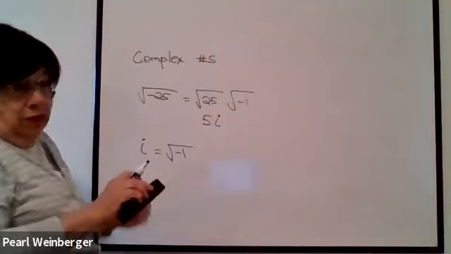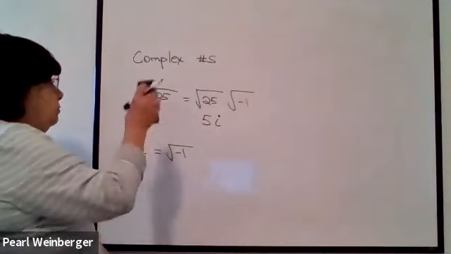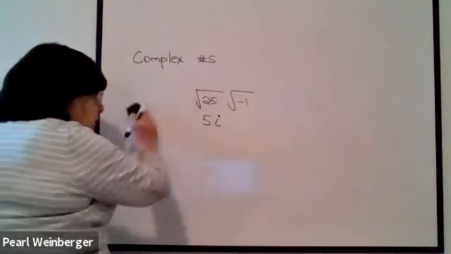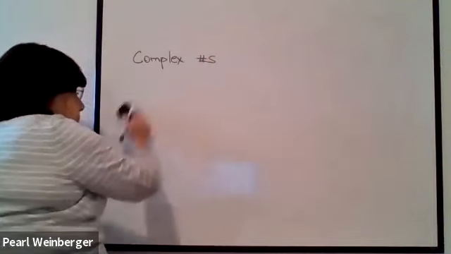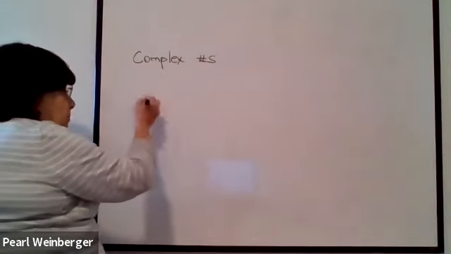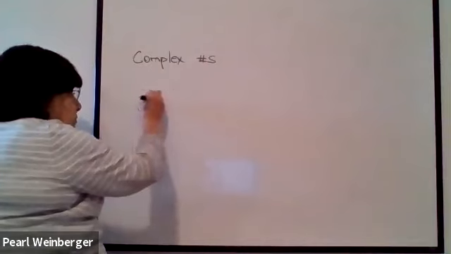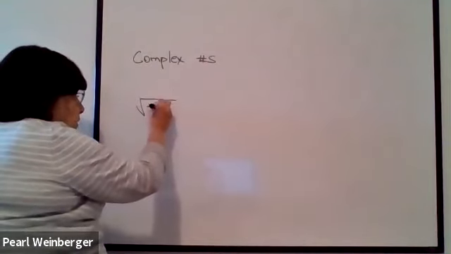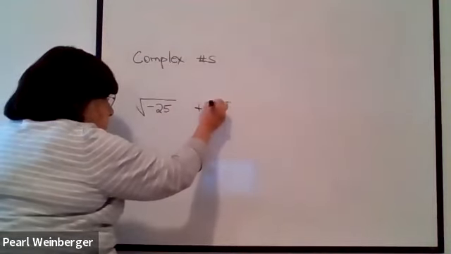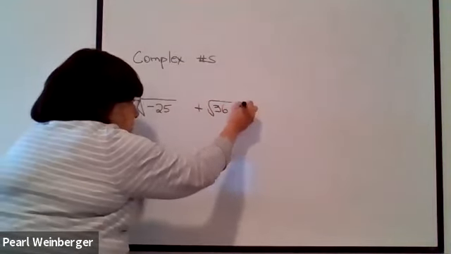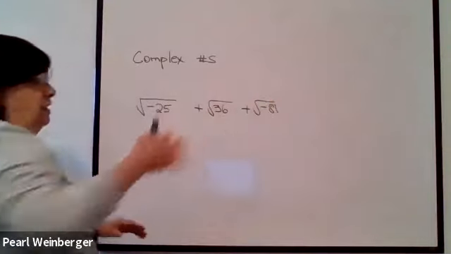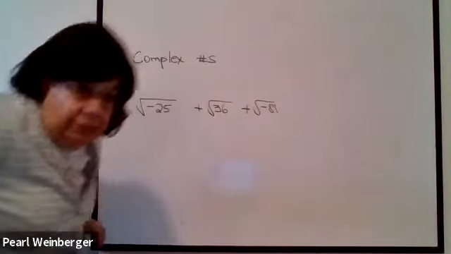How do we work with these things? Well, first of all, let's just see how we simplify. So what if I gave you this problem? I want to do the square root of -25 plus the square root of 36 plus the square root of -81. I want to combine these radicals.